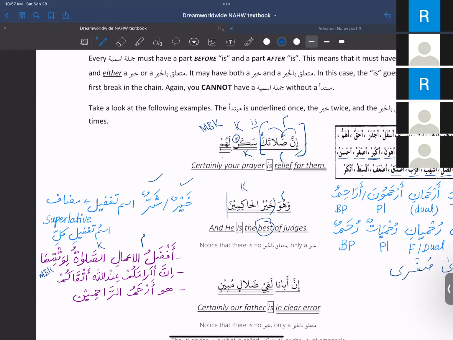What is indallahi? Is that a fragment? It is mutaaliq bil khabar, because it is a zarf fragment. So this is our MB. And atqaakum? No, that's khabar. It should be khabar.